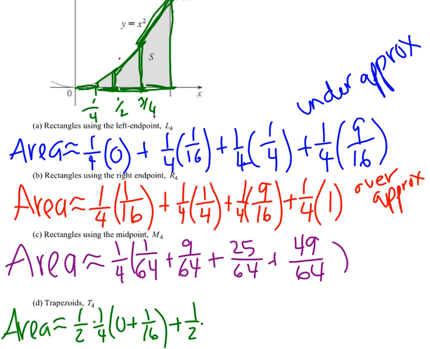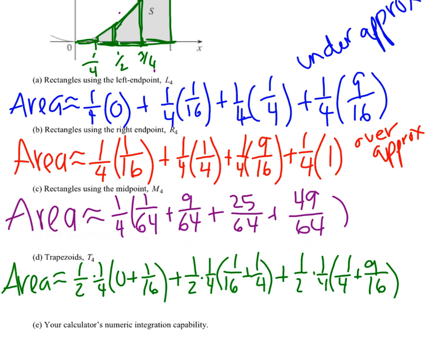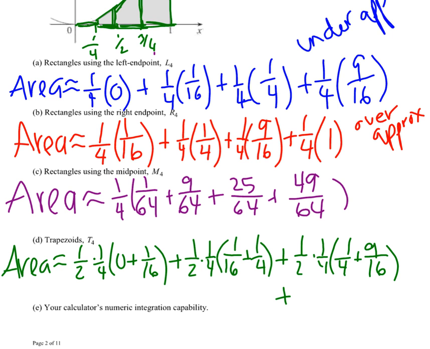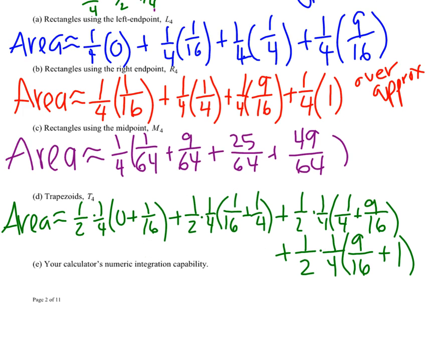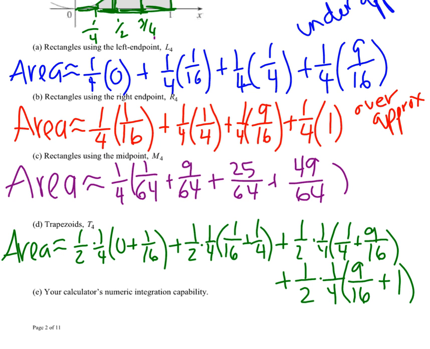Okay, the next one we have 1/2 times 1/4 times the sum of the bases, 1/16. I'm going to plug in 1/2, so that gives me 1/4. The third one would be 1/2 times 1/4 times the sum of the bases, 1/4, and if we plug in 3/4, we get 9/16. Running out of room, so I'll write it right down here. 1/2 times 1/4 times the sum of the bases, which would be 9/16 and 1. Now your calculator can calculate this area. It's going to be a little more precise than ours.